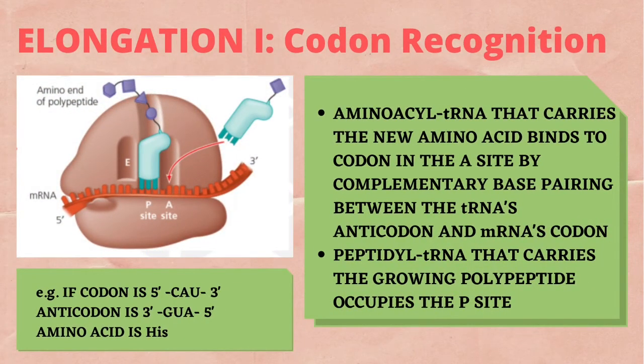Elongation 1. Codon recognition. Amino acid tRNA that carries the new amino acid binds to the codon in the A site by complementary base pairing between the tRNA's anticodon and mRNA's codon. Peptidyl tRNA that carries the growing polypeptide occupies the P site.